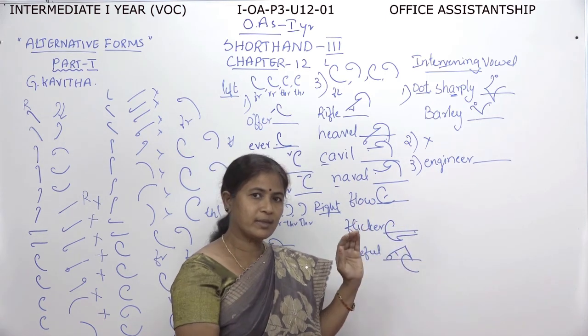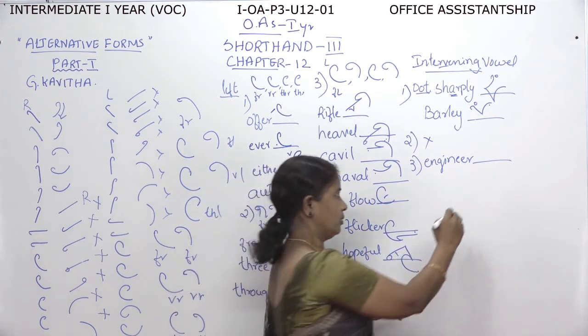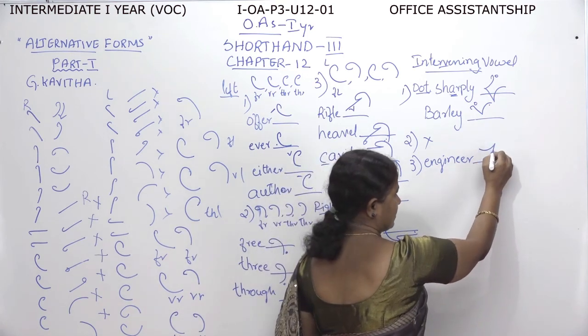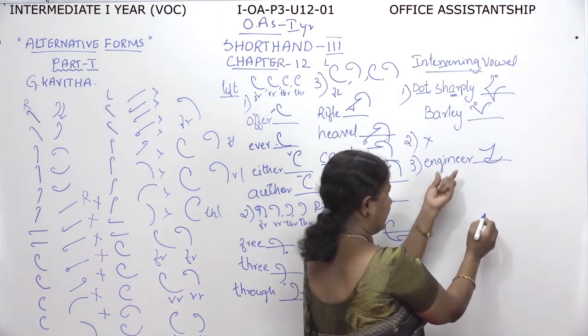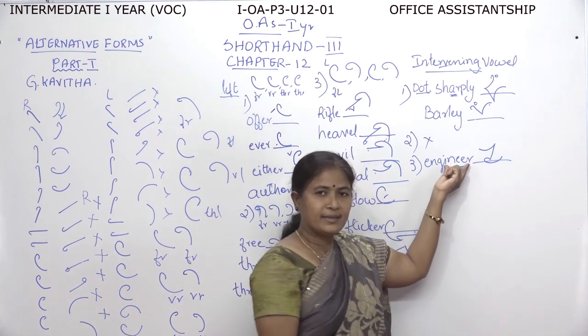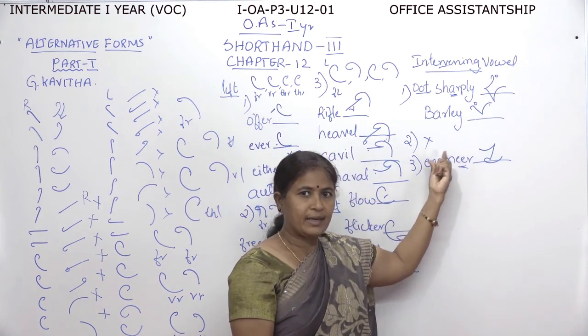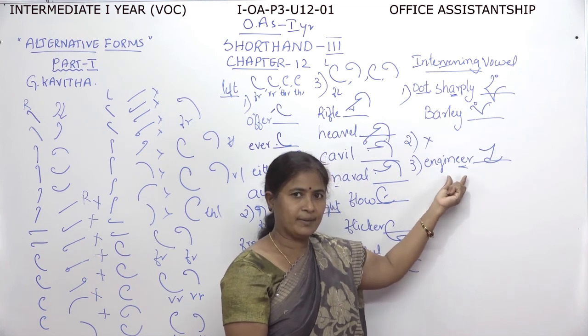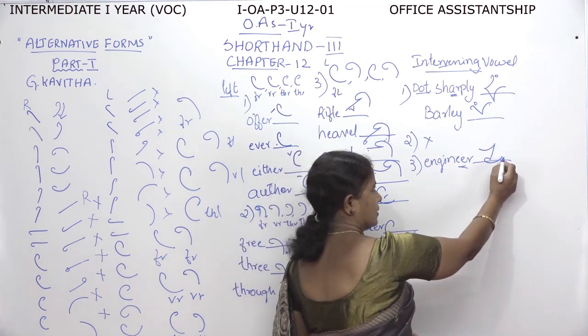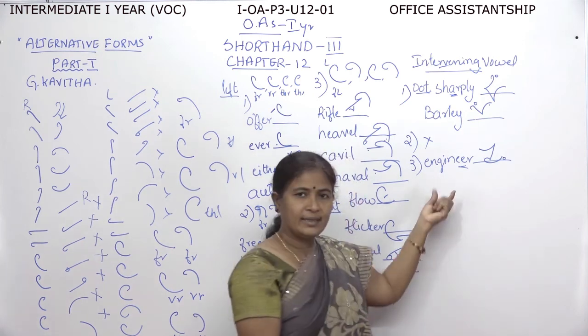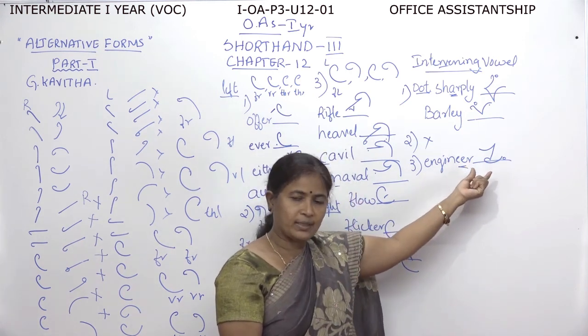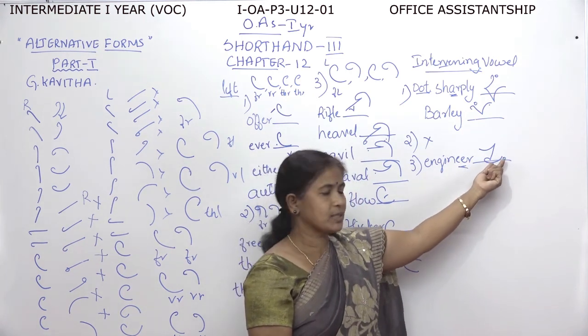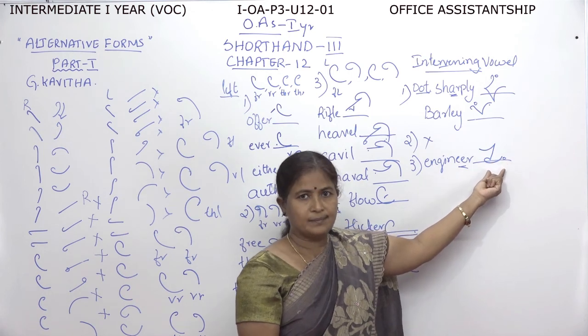Engineer. Where does it come for us? Near. How do we write? Engineer. Here we are getting the sound of ner. In between N and R, we are getting the sound of a heavy vowel. Which place? Third place. So in the third place, we just place a small circle. Engineer. Since between N and R we have a third place vowel, in the third place we place a small circle.